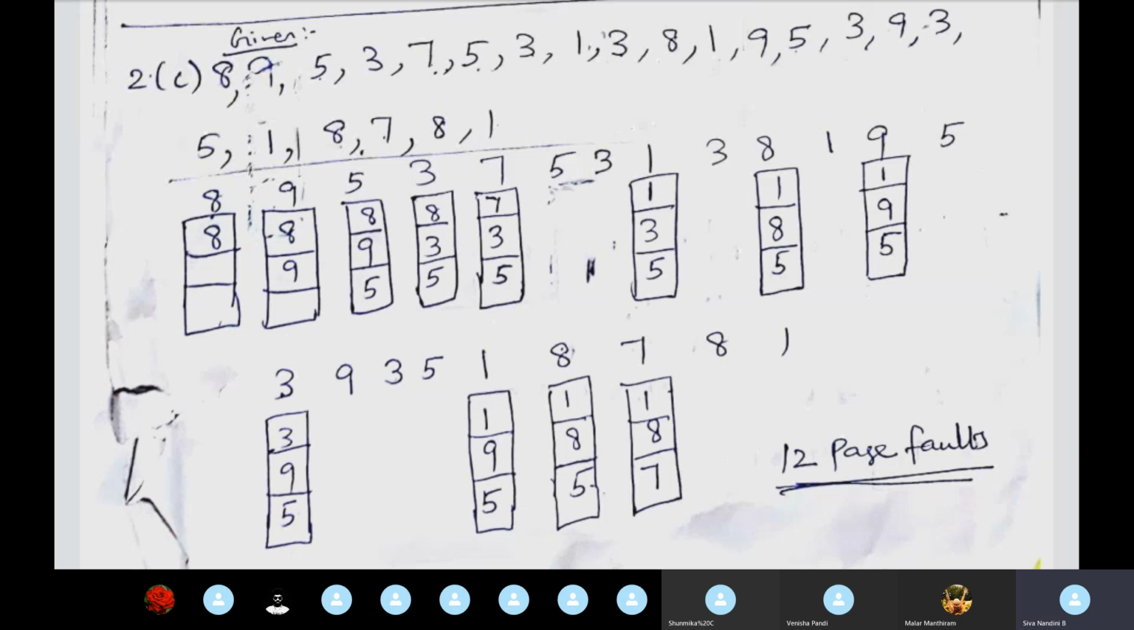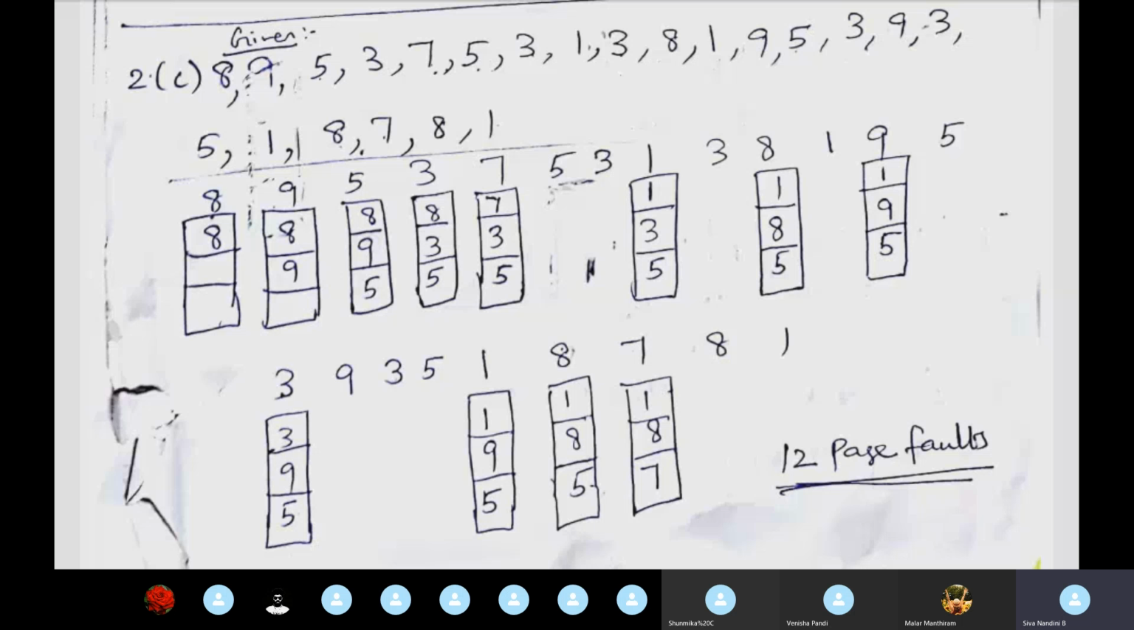Next we have 3, which is also already available in the frame, so we shouldn't replace or include it. Next one, 1, is not in the frame, so we have to replace some other page with page 1. We have to choose which page to replace. In the frame we have 7, 3, 5. Looking at the future pages, after 1 we have 3, so this 3 is used immediately.